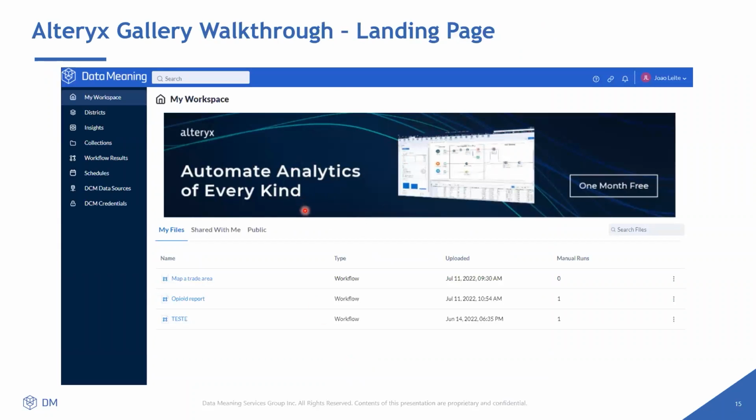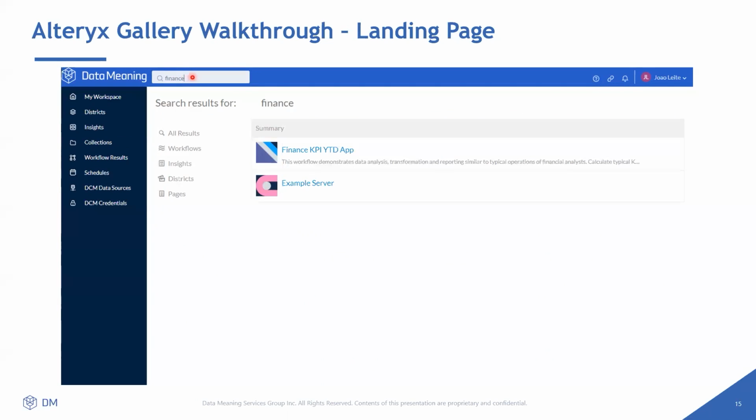Now back to the landing page that we were on before. We also have the search bar up here. So basically I can type anything here to see if my gallery already has some workflows that I can use. So let's say, for example, I type in finance and click on enter. I'll see all the results for finance. And then I can filter them for workflows, insights, districts, or pages. I'll show insights in a bit. Districts are the folders where you can publicly share the workflows in a more organized way. And then pages are mostly documentation.